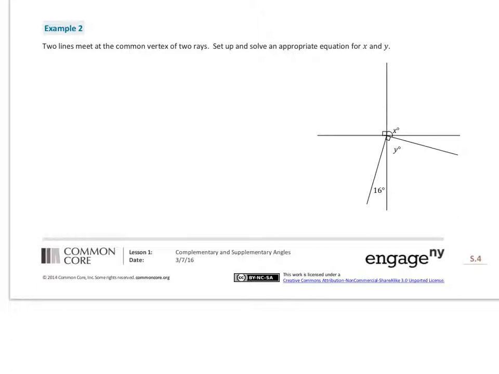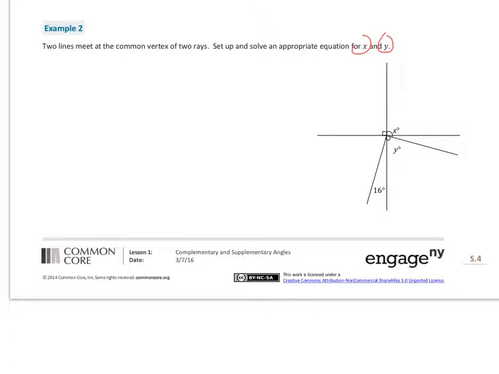Wow, look at this crazy picture there. All kinds of angles. I see some little boxes. Do you remember what that little box means? That means we have some 90-degree angles there. An X and a Y and a 16. So let's see what we need to know. All right, two lines meet at a common vertex. Vertex is just that very center point there, of two rays. Set up and solve an appropriate equation for X and Y.